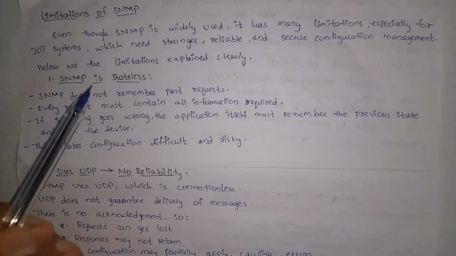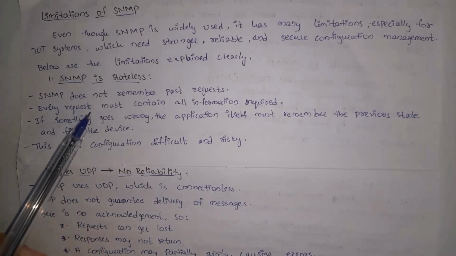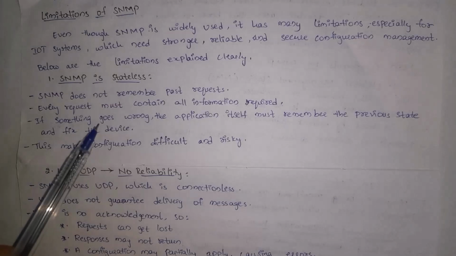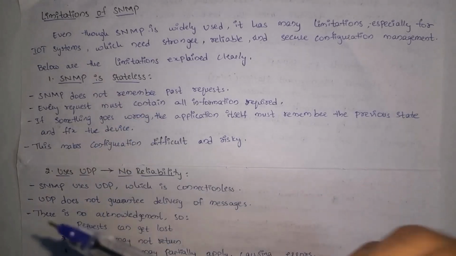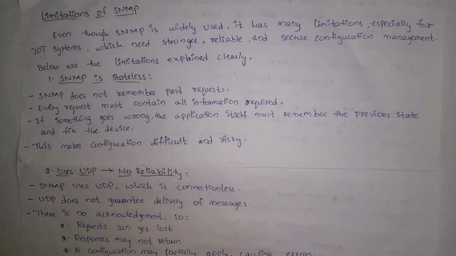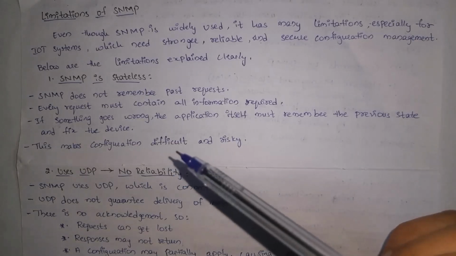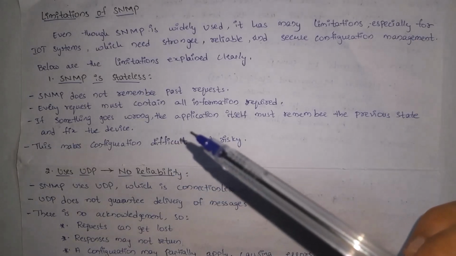Next I will explain limitations of SNMP. Guys, even though SNMP is widely used, there are some limitations, especially in IoT systems. As IoT systems need stronger, reliable and secure configuration management, there are some problems with SNMP. And the first one is SNMP is stateless. Guys, whatever request we send, SNMP cannot remember that request. SNMP will not store that information. So each request is treated as a new request.